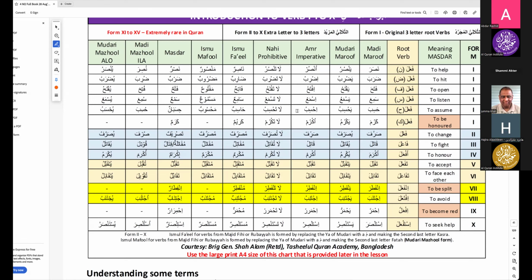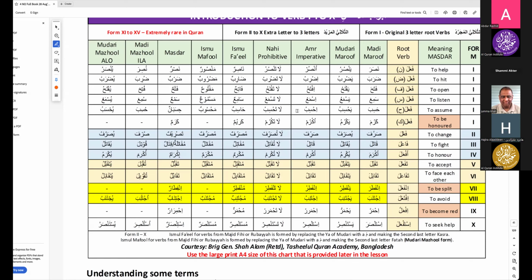Ha has got the same vowel in all of them. And ismu maf'ul is now not ha anymore, it is mim. Mahsubun. And then hisabanun. Sorry, it's hisabanun. This is masdar.